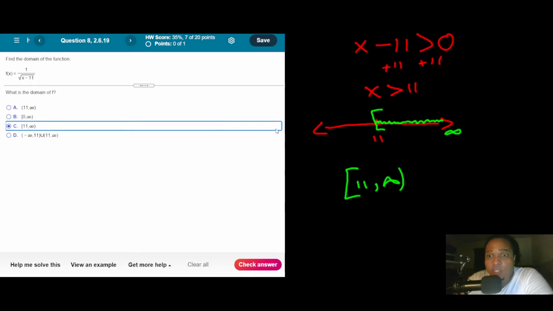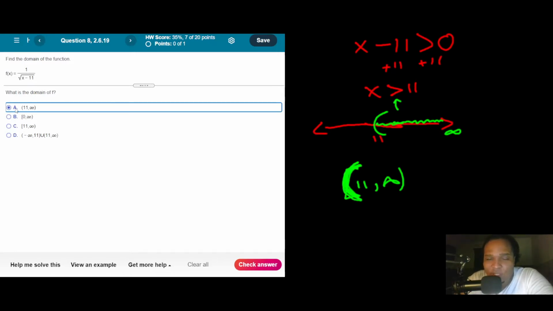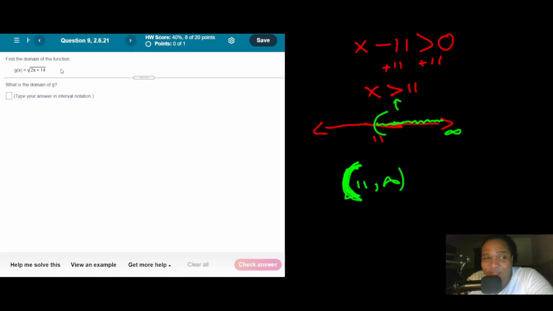And oh, we're not using the bracket. My apologies. We're not using the bracket because it's not equal to 11. Remember, that was just a little mistake. I'll try not to do that again. We're using a parentheses because of this guy right here. So this is a parentheses 11. And look, they have the bracket 11 right there to throw us off. But it's a good thing we didn't submit it yet. Nice work. I make mistakes too.